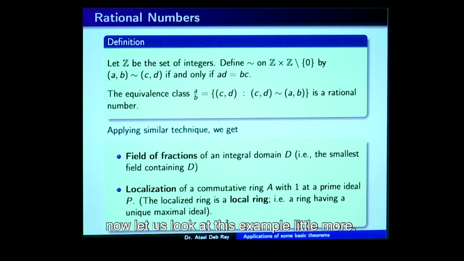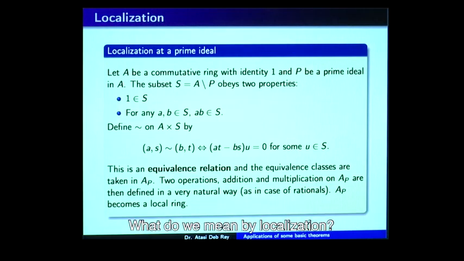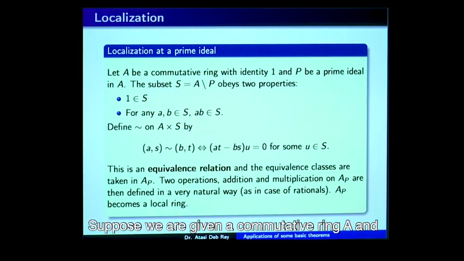Now, let us look at this example a little more. What do we mean by localization? Suppose we have a commutative ring A and the identity element 1 is there in the ring A. Suppose P is a prime ideal of A. Then we take the set S, which is the collection of all elements x belonging to A which are not in P. Of course, this set has two properties.